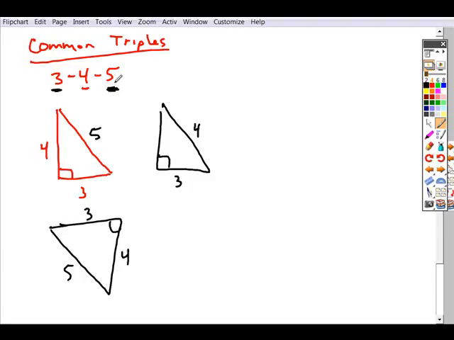Okay. There's another common triple that's often used, including being used on the SAT and the other standardized tests, and that is the 5, 12, 13 common triple.